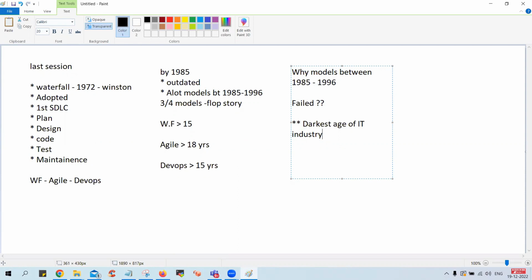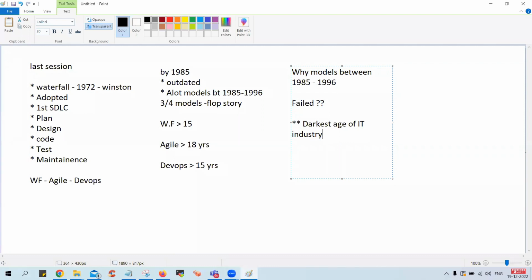People who are from an economics background, or if your education is from history and you are aware of world history, can answer this. Any guess answers? Guess answers are also welcome. Why do you think a lot of models could not survive? And interestingly, this was the same period where we saw a very bad time for IT companies, the darkest.